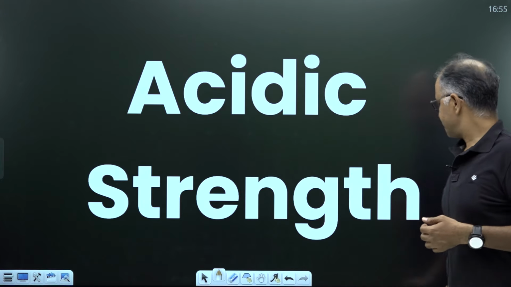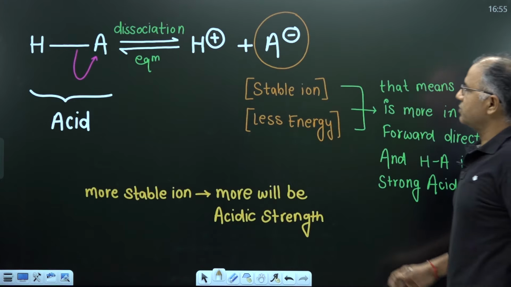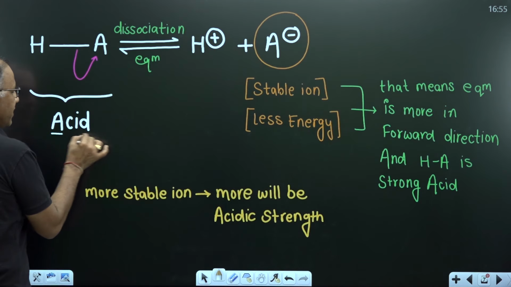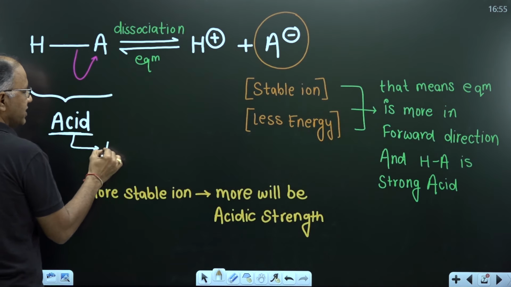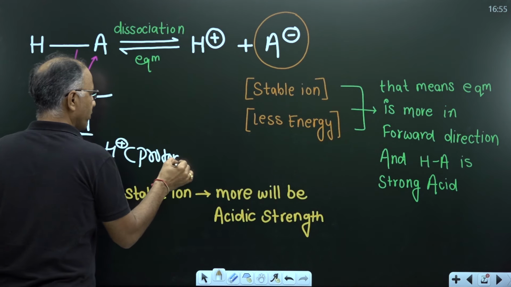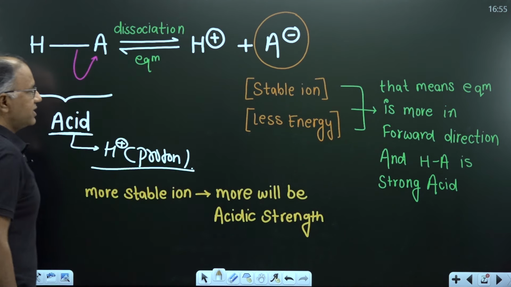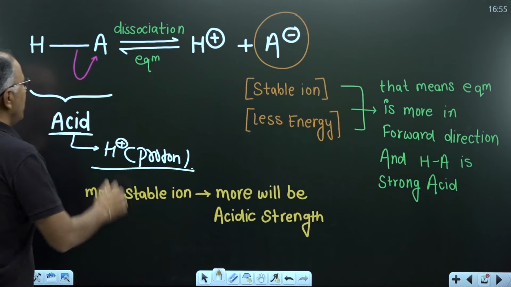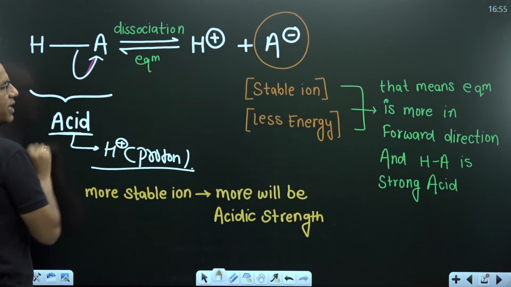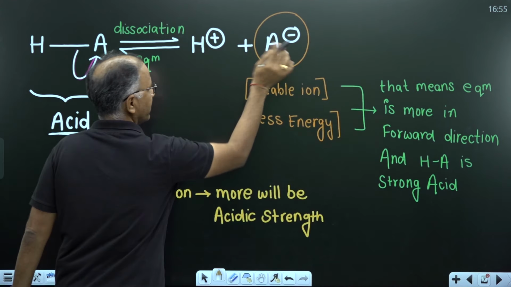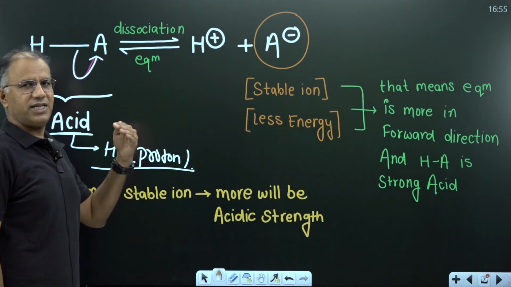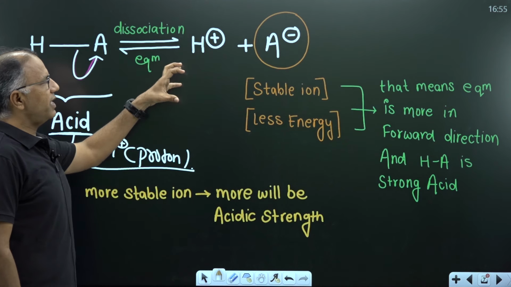Now let us consider acid HA. If it is an acid, it will give H plus, that means it will give a proton. Acids are those which give H plus ion. In order to act as an acid, this bond will shift toward A and there is a formation of H plus and A minus. More the H plus ion, more will be the acidic strength.